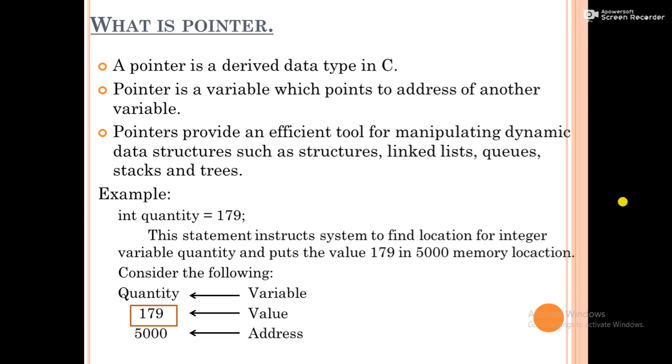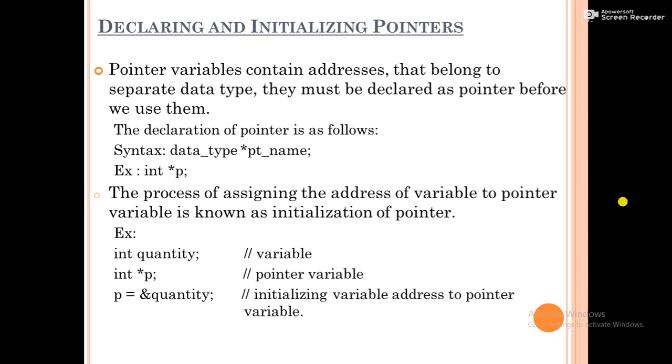Next is declaring and initializing pointers. Pointer variables contain addresses that belong to a separate data type, and they must be declared as pointers before we use them. So how are we going to declare a pointer variable? The syntax is: data type, then the asterisk symbol, then the pointer variable name. For example, int *p. This declares the pointer variable using the asterisk symbol.